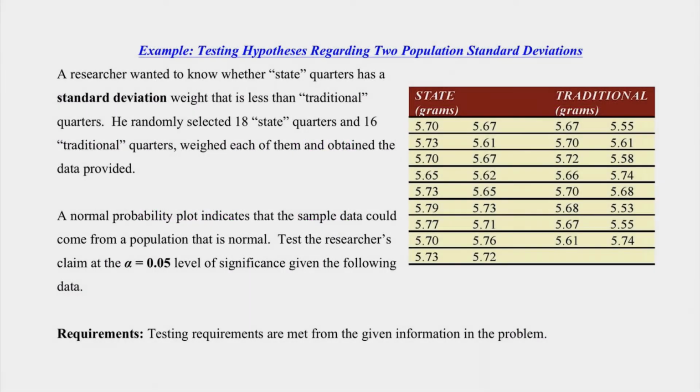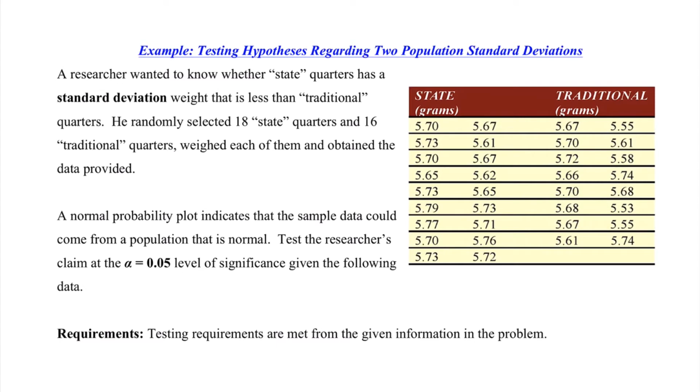Well, taking a look at our first example then, we're heading back to the state quarters versus the traditional quarters, as seen in a previous example. But this time a researcher wanted to know whether the state quarters has a standard deviation that is less than traditional quarters. So we're not talking about mean weights this time, we're working on the standard deviation, and that's something we want to emphasize to make sure we recognize what parameter we're addressing.